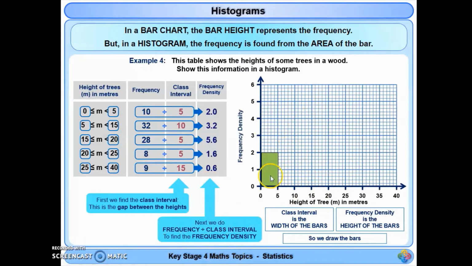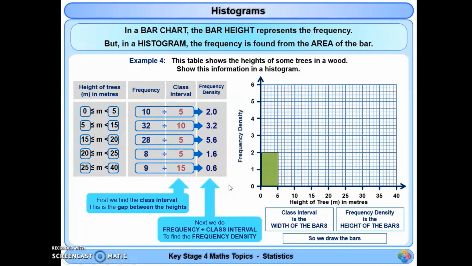Remember, it is the area that we are interested in. If we take the class interval, 5, multiply it by the frequency density, 2, we get the frequency of this bar, the area of this bar, which is 10. So that relates to our frequency, the area of the bars.